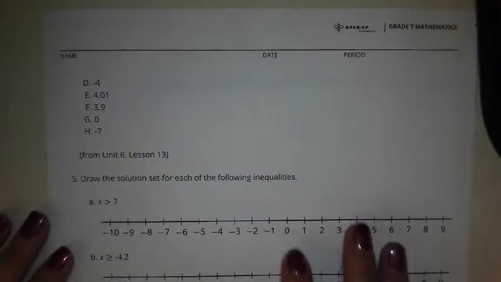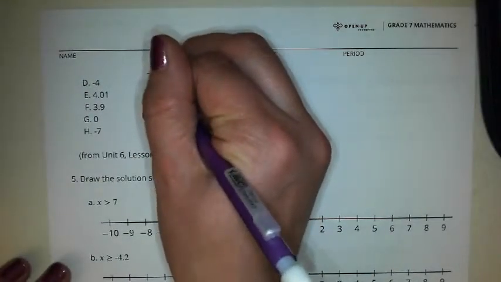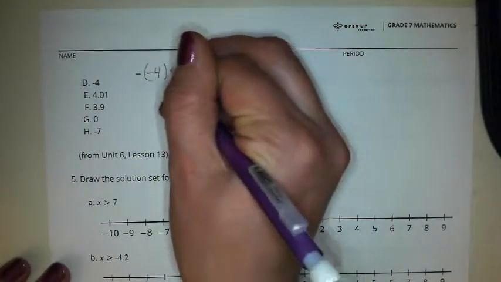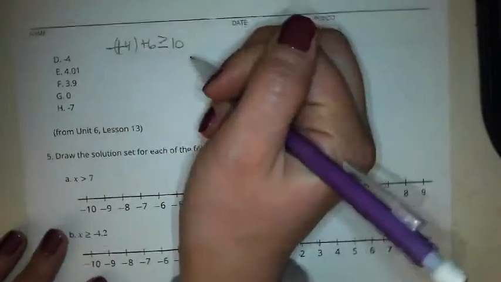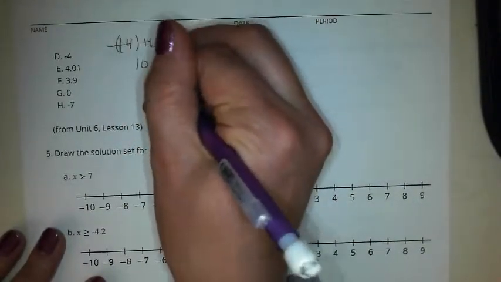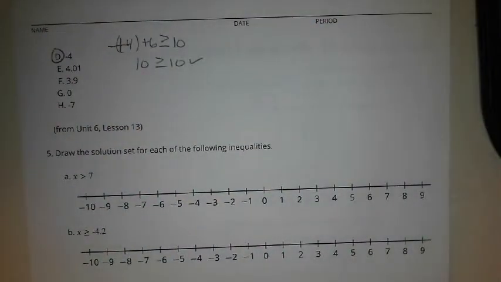Oh, we got some more on the back here. So I have a negative 4, that's already negative, plus 6. I already forgot what it was. It's greater than or equal to 10. Big positive. 4 plus 6 is 10, greater than or equal to 10. That works, so D would also be true.